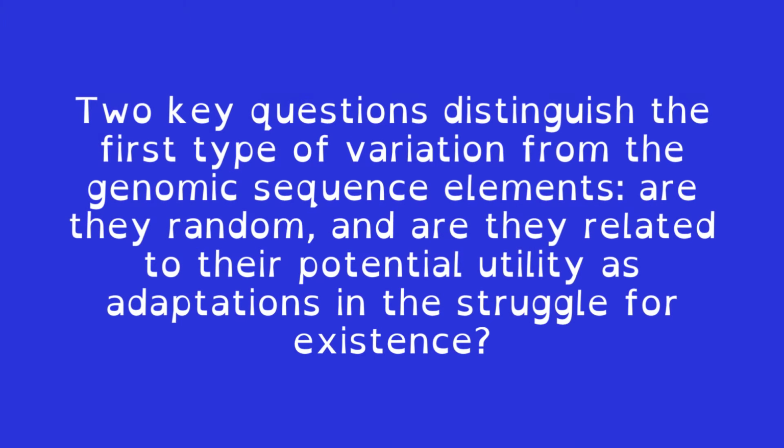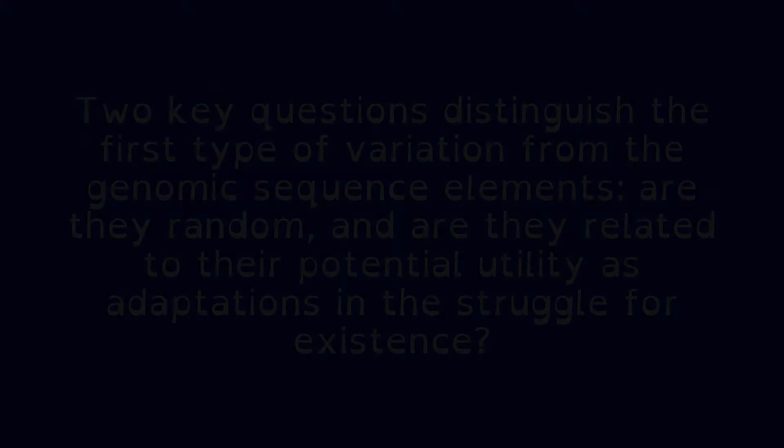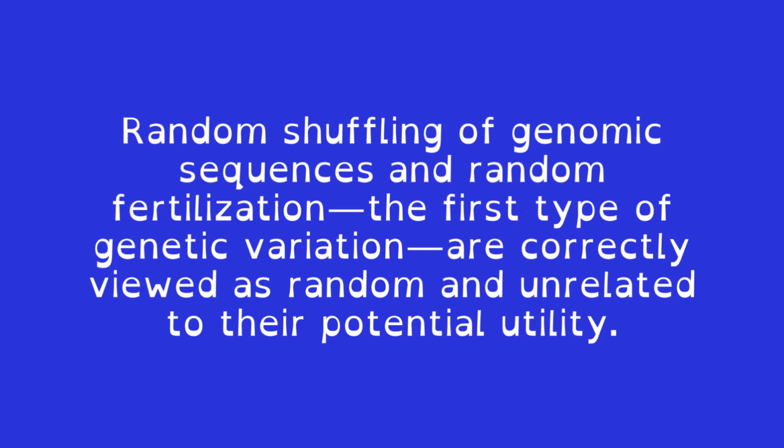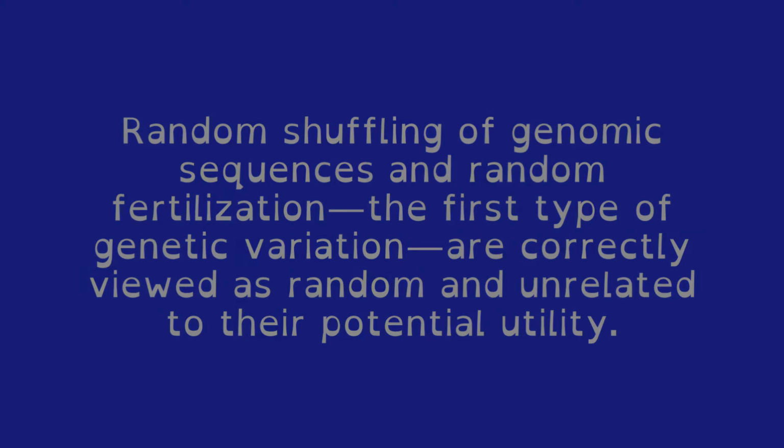Two key questions distinguish the first type of variation from the genomic sequence elements. Are they random? And are they related to their potential utility as adaptations in the struggle for existence? Random shuffling of genomic sequences and random fertilization, the first type of genetic variation, are correctly viewed as random and unrelated to their potential utility.